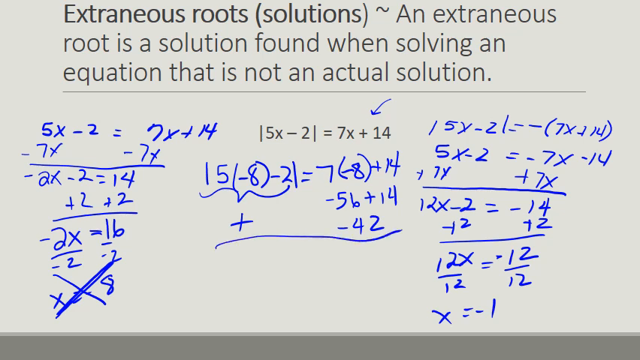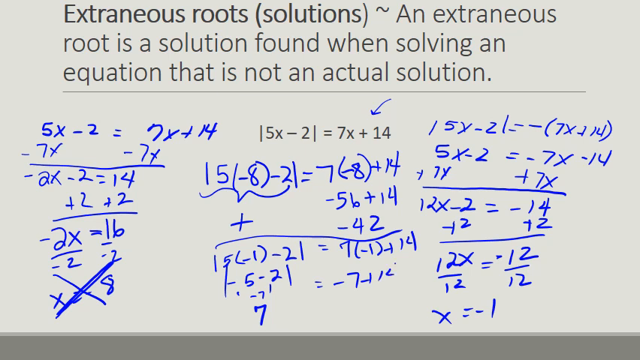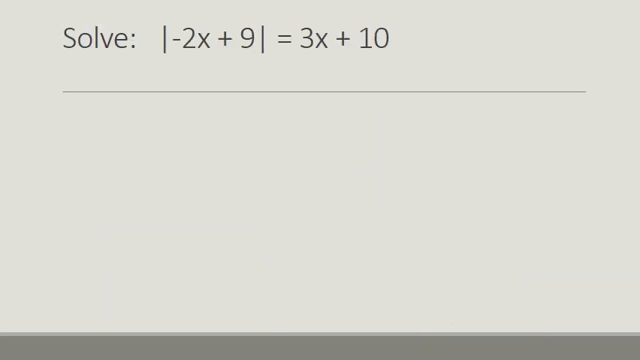So this is not going to be your solution. Okay, let's check negative 1. The absolute value of 5 times negative 1 minus 2 equals 7 times negative 1 plus 14. So negative 5 minus 2, the absolute value of that is positive 7. I get an absolute value of negative 7, jump the gun. And then negative 7 plus 14 is 7. So our solution is just negative 1. When we go to look for extraneous roots, we can have one solution, no solution, or we can have two solutions. Let's look at one more example.